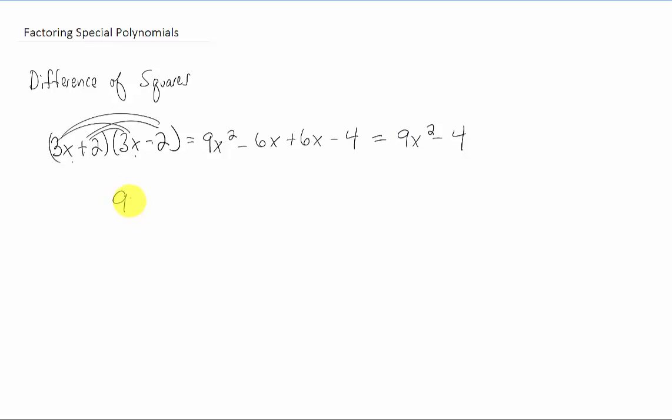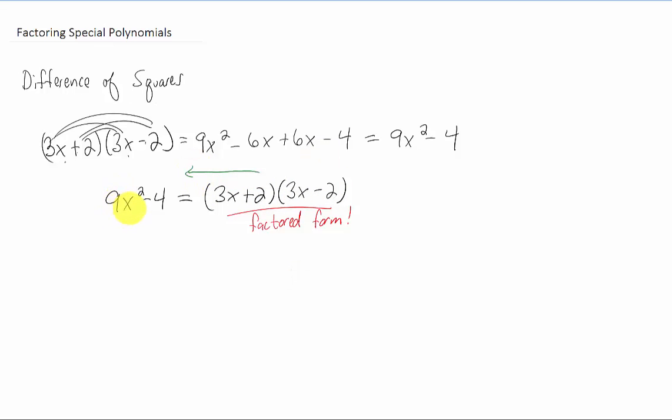So what did we just learn? We just found out that 9x squared minus 4 is the exact same thing as 3x plus 2 times 3x minus 2. So if we have this polynomial, 9x squared minus 4, and we want to factor it, which we often want to do in this class, this is the factored form of that polynomial. Okay, so if we start with 3x plus 2 times 3x minus 2 and we want to multiply it out, we're going to get 9x squared minus 4. If we start with 9x squared minus 4 and we want to factor it, we end with 3x plus 2 times 3x minus 2. Sometimes we want to go in this direction, other times we want to go in this direction. It all depends on the problem.